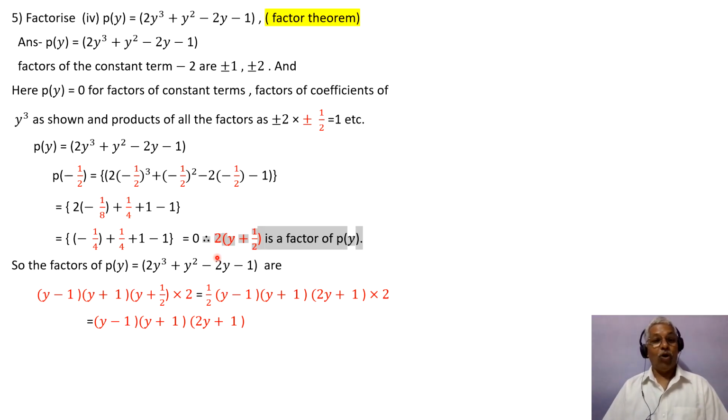Now see, the factors are y minus 1, y plus 1, and (y plus 1/2) into 2. So don't forget this 2. Now taking the LCM of this, you get 2y plus 1. I'm not writing that 2 because this 2 will cancel with this 2 here. Do it yourself, you will find it very easy. So the final factors are y minus 1, y plus 1, and 2y plus 1. So these are your factors. That is how you have to tackle this.